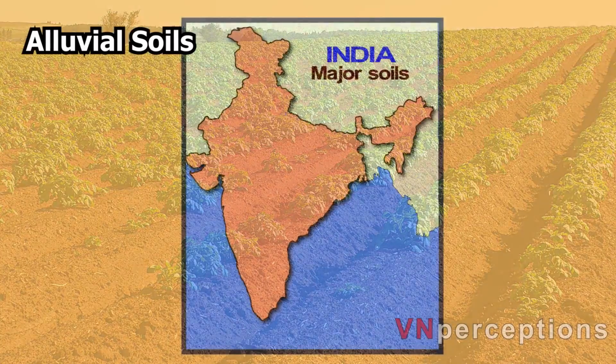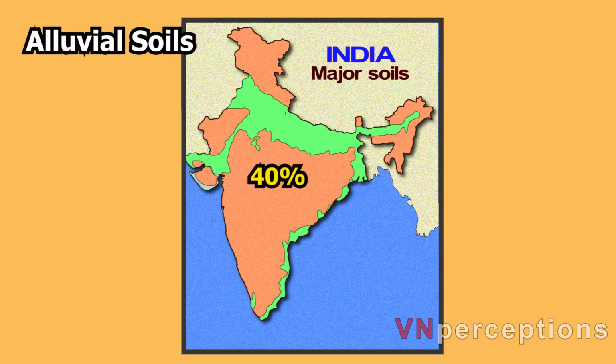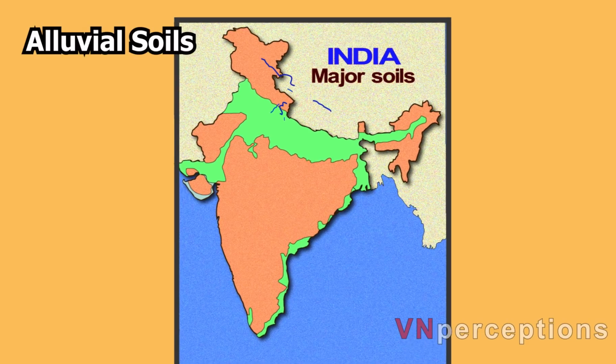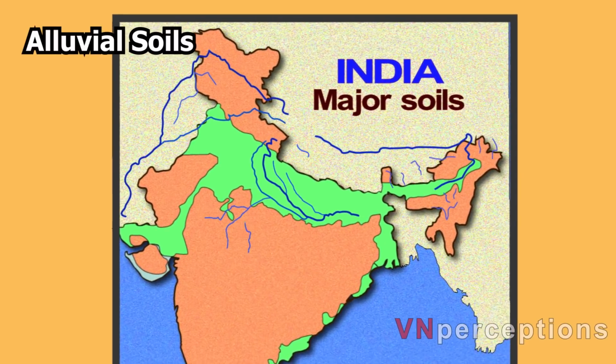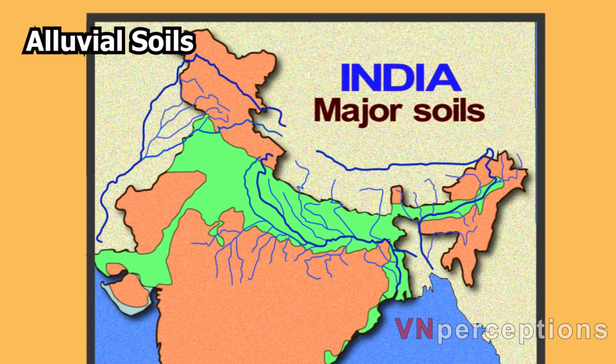Now these soils occupy 40% of the land area in India. Alluvial soil is formed by the depositional work of the rivers, and that is why they are known as riverine soil. And these soils are found in the river basins and the deltas. When I say river basin, it refers to an area covered by the main river and its tributaries. And when I say delta, it refers to the triangular shaped land between the distributaries of different rivers.